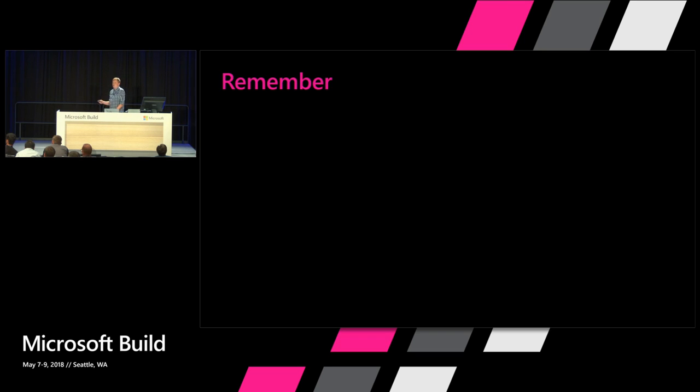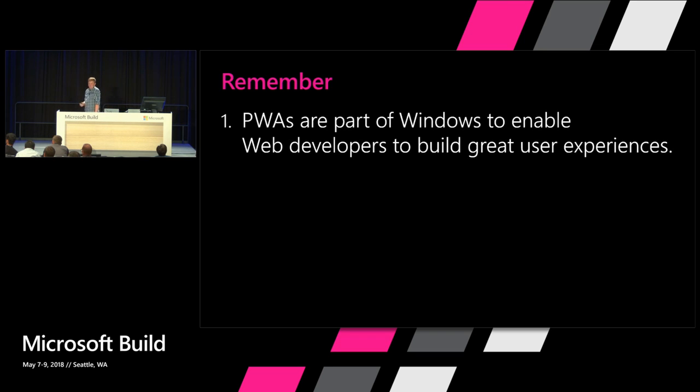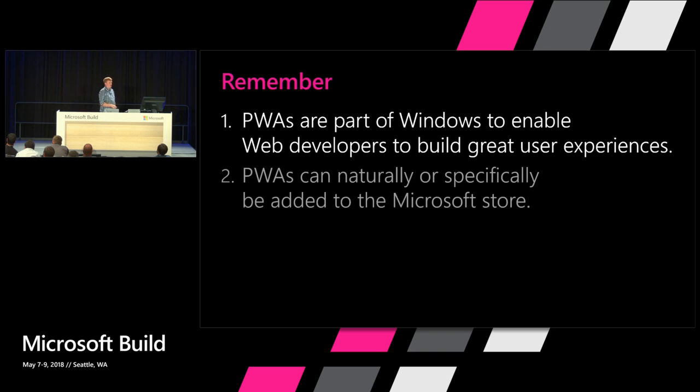So a quick summary of what we went through today. Our goal here is to enable great experiences. We want your web code and your web content to run great on Windows and want users to experience it just like a regular app. You can add your applications to the store intentionally through self-publishing or the indexing program that we're working on now so that we can go out and discover them.